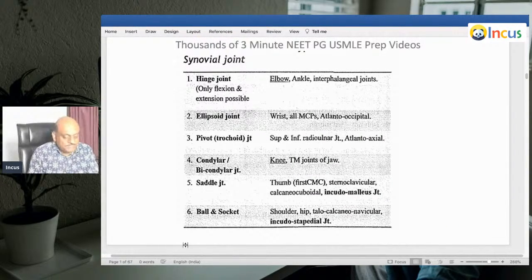Now comes the most nagging topic: types of joints. Hinge joint, condyloid joint, where do you find them? Favorite question of the examiner.